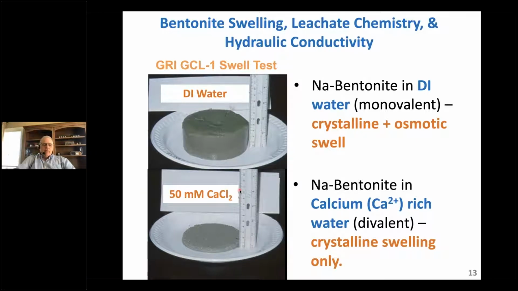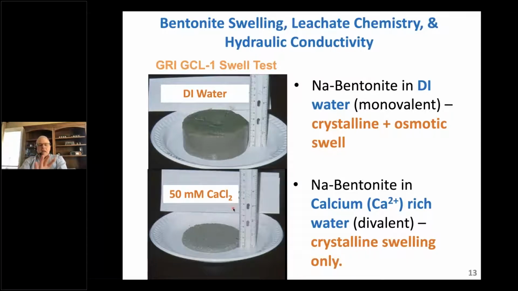We measure the swell of that cake of bentonite in the Proctor mold. And that's what you're seeing here, these cakes of bentonite. The top one is a sodium bentonite where the swell test is conducted with DI water. We get crystalline swelling, we get osmotic swelling, poof, it swells up to about 40 millimeters in this particular experiment, where it started off probably about 6 millimeters thick. So it has really swollen. It's a gel. There are no visible macro scale pores in that material.